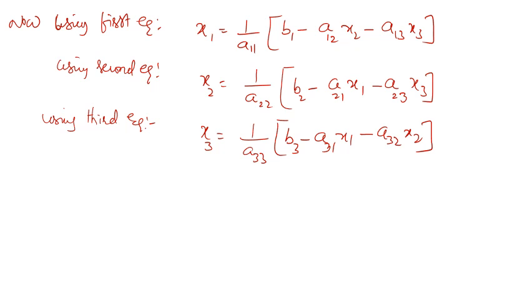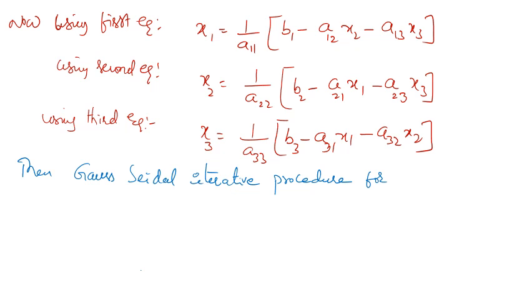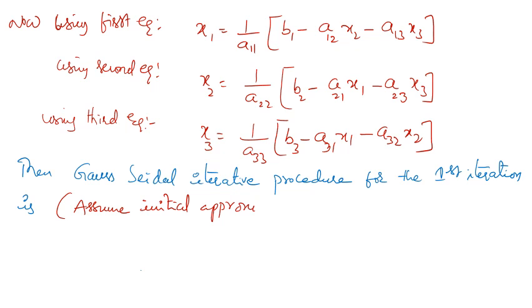Now what happened here? The Gauss Seidel iterative procedure for the first iteration is, let me explain this one. For the first iteration, assume the initial approximation as x1 0, x2 0 and x3 0. These are the initial approximations.